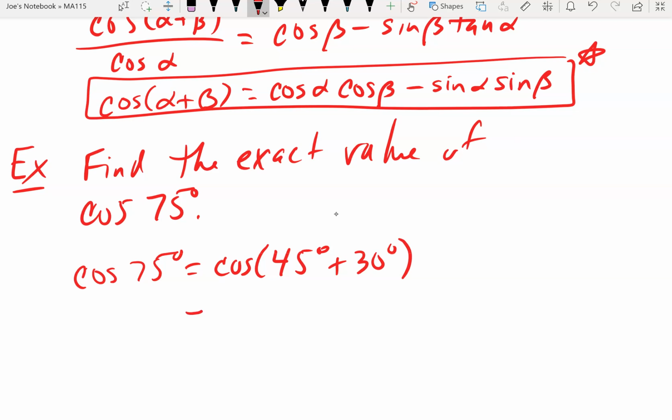All right, so now let's use the formula. Using the formula, what would I have? Okay. Good.